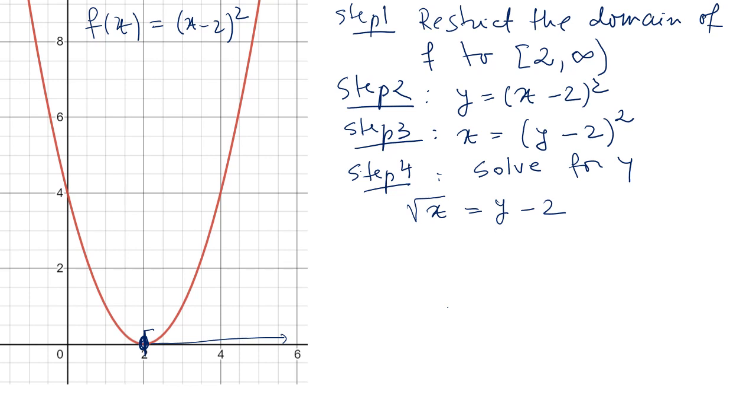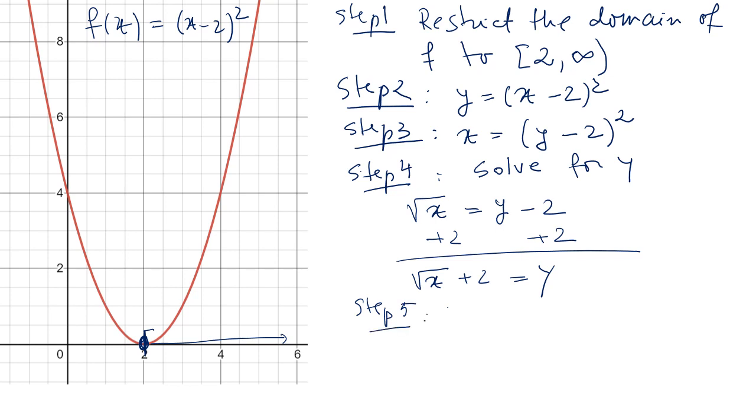Okay, well now it's relatively easy. We add 2 on both sides and we end up with square root of x plus 2 equals y. And now we are up to step 5, which tells us that we simply replace y with f inverse of x. So f inverse of x equals square root of x plus 2. And that is our inverse.